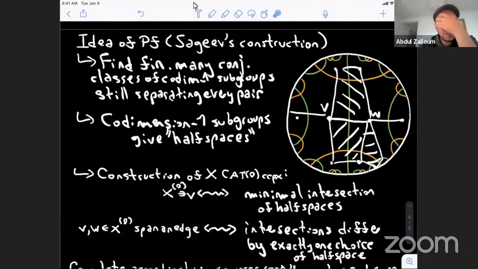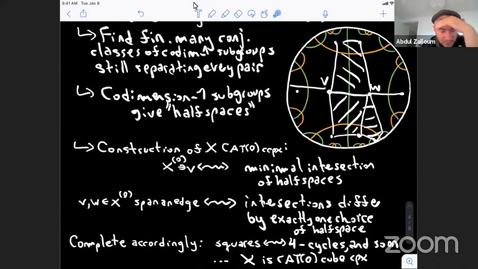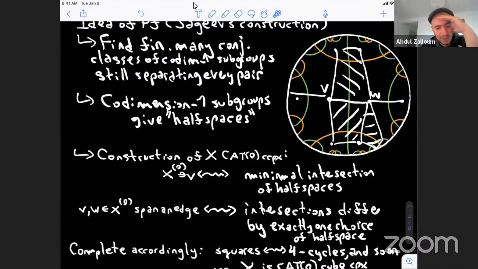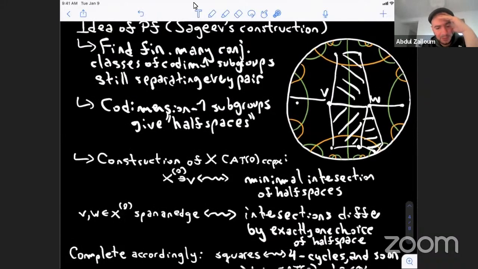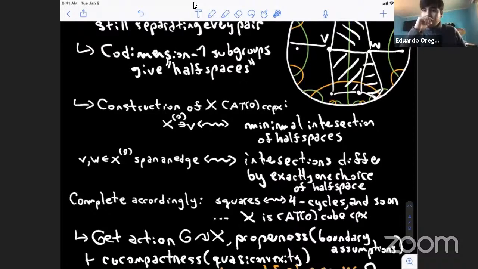Sorry, you said that properness comes from the boundary assumption, and co-compactness comes from quasi-convexity. So if you have only the boundary assumption, do you always get a cubulation that you act on, but not co-compactly? But then what does it mean to only have the boundary assumption? Because the boundary assumption had quasi-convexity in it.